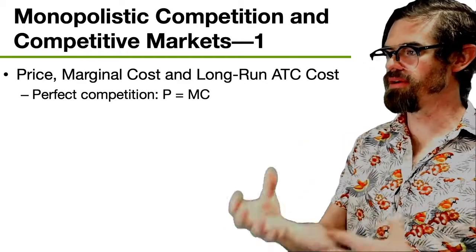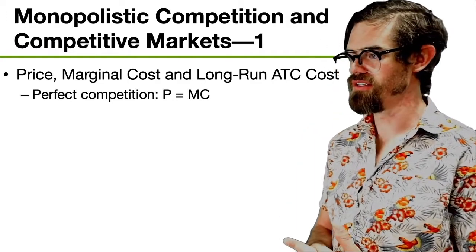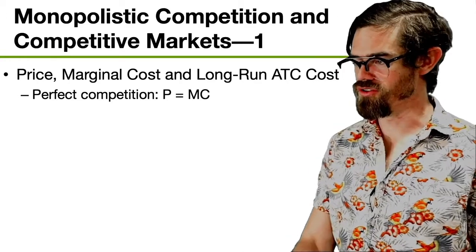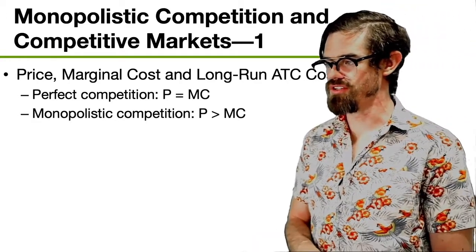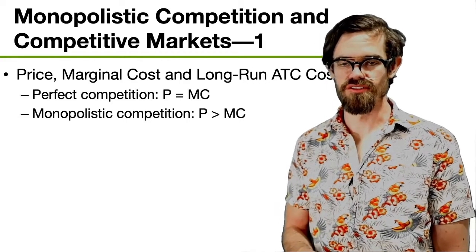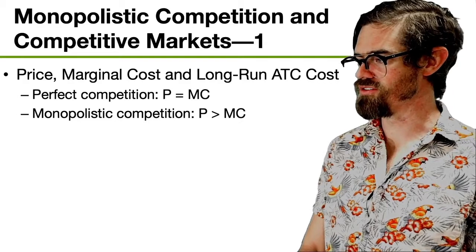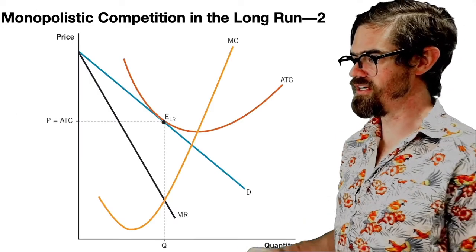Okay, so let's compare monopolistic competition and competitive markets. In perfectly competitive markets, again, price equals marginal cost. But for monopolistic competition, price is greater than marginal cost. So this is basically just like monopolies, price greater than marginal cost, which we see here. Let me go back real quick, which is what we see here, right?